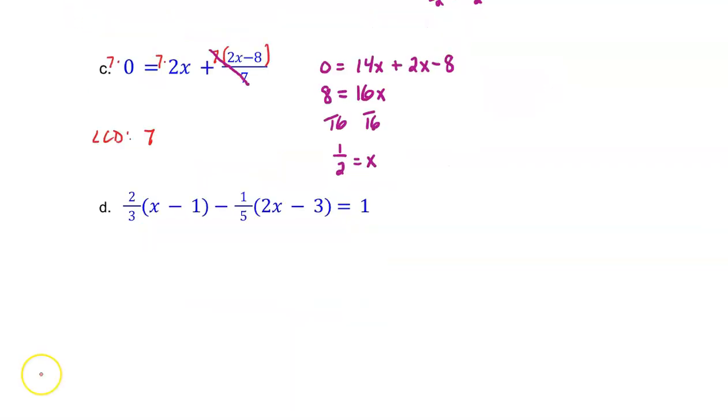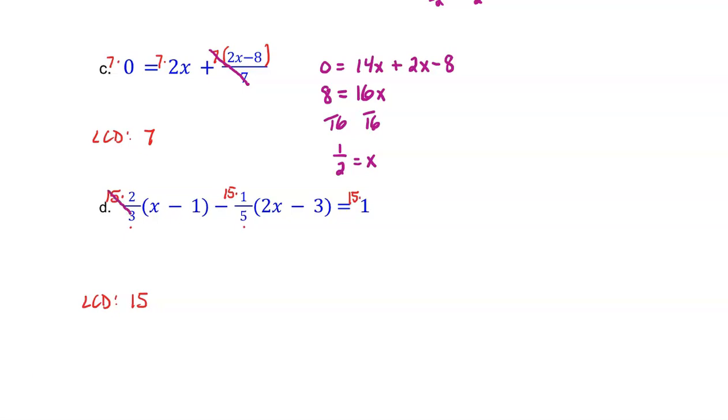Question D. This is an equation. It has fractions in it. So our technique is to figure out what the LCD is. One denominator is 3. The other denominator is 5. The least common multiple of 3 and 5 is the number 15. That's what we want to multiply by. We're going to multiply the first term by 15 and the next term by 15 and over here by 15.